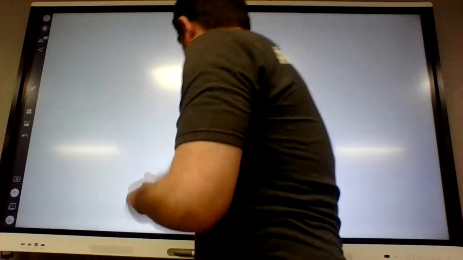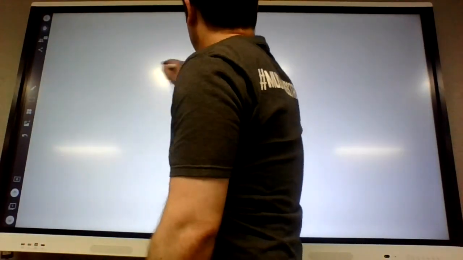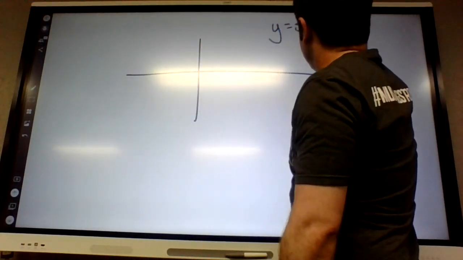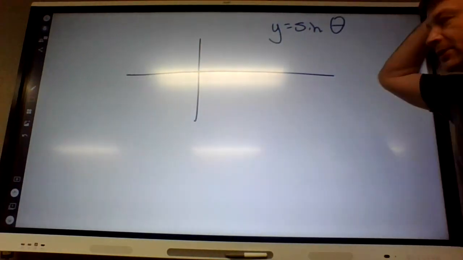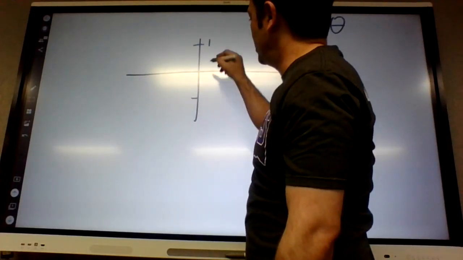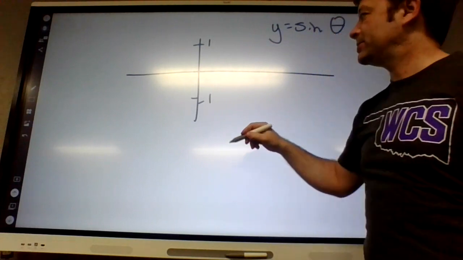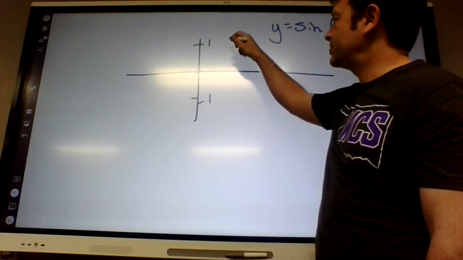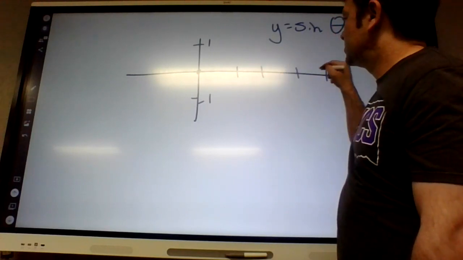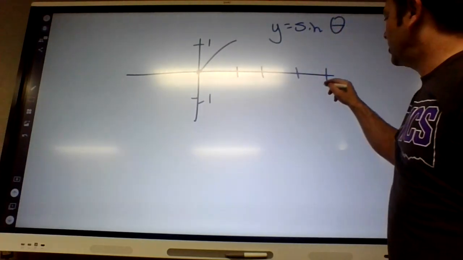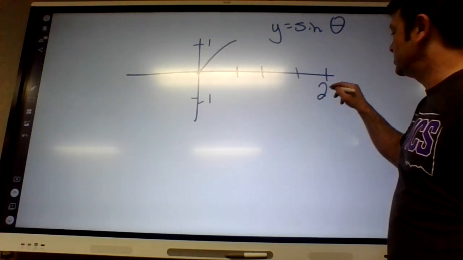Okay, so you guys remember what the sine graph looked like? It went from 1 to -1, and where did it start at? 0, and starting at 0, it went up. You guys remember that? Okay, what was the period?